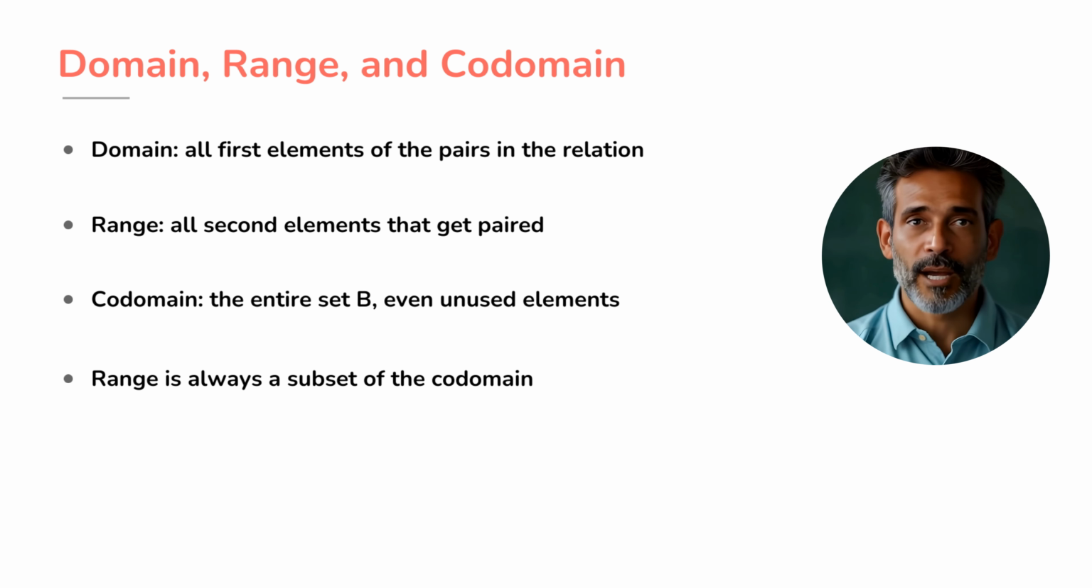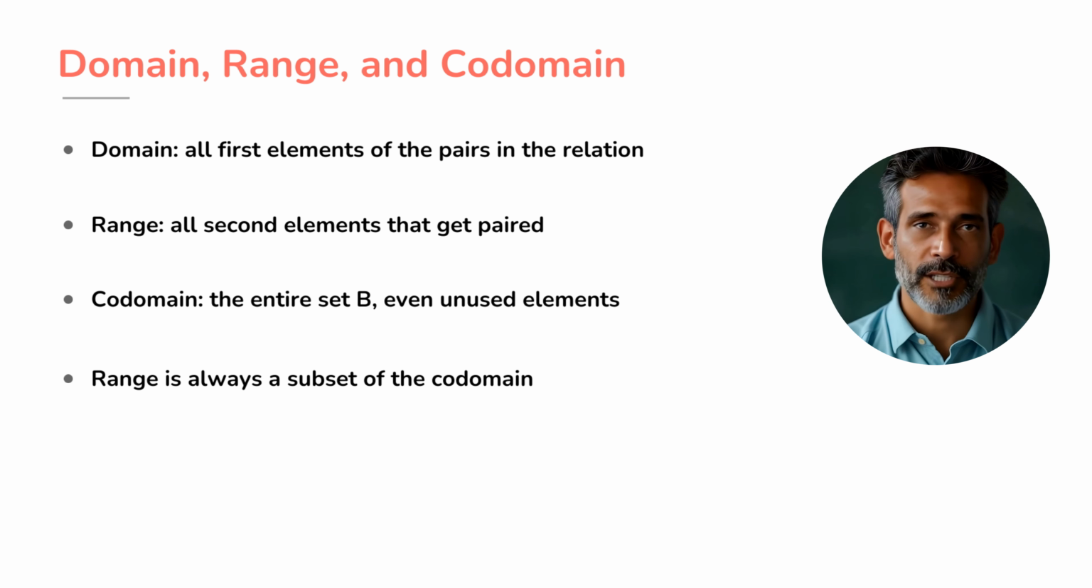Let's see this in our example more formally. Domain equals the set containing the letters A, B, and C. Range equals the set containing the names Ali, Bhanu, Binoy, and Chandra. Codomain equals the set containing Ali, Bhanu, Binoy, Chandra, and Divya.